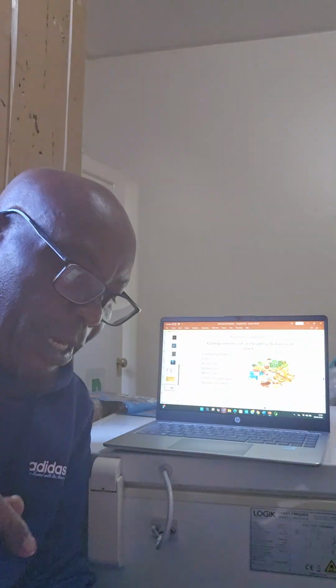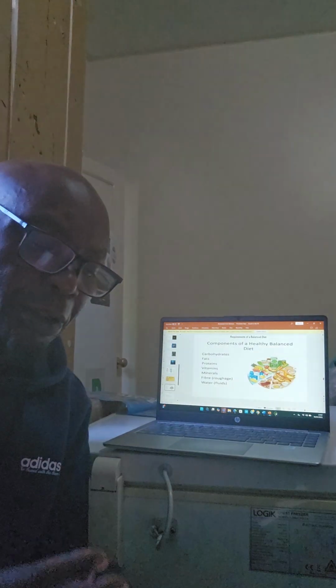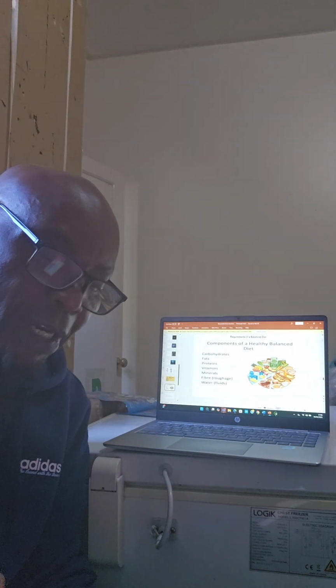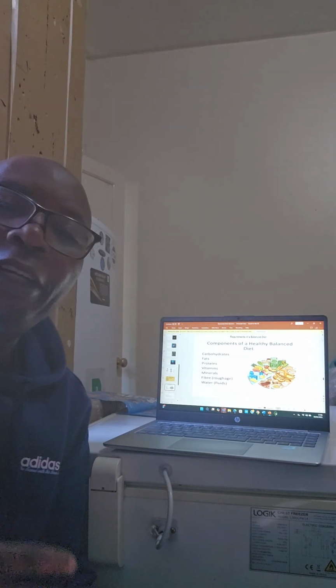Requirement for balanced diet. Carbohydrates produce energy, the main source of energy production in the body. It can be found in grains such as rice, wheat, oats, etc. Also in fruits, legumes, and dairy products.